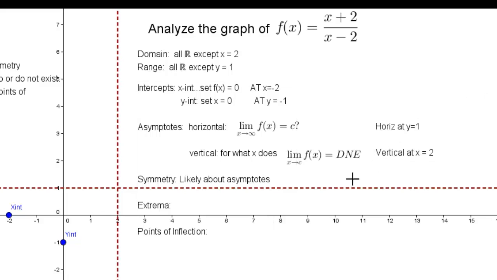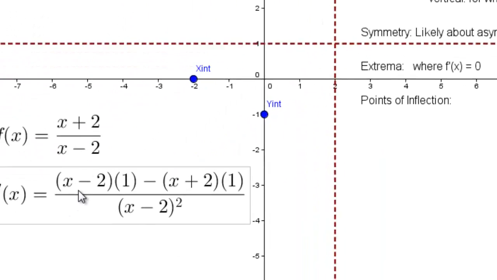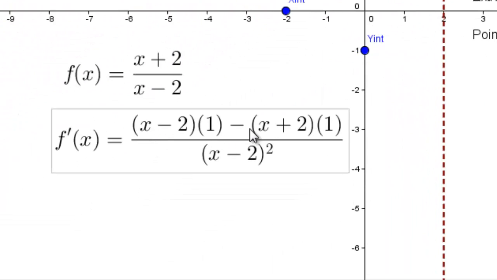Is there symmetry? I'm going to say that there is likely symmetry about the asymptotes that we've just drawn. Now on to extrema, where does the derivative equal 0? So the derivative is going to be found using the quotient rule. The low d high minus high d low over the square of what's below. If you need help with that, you need to go back and review the quotient rule.